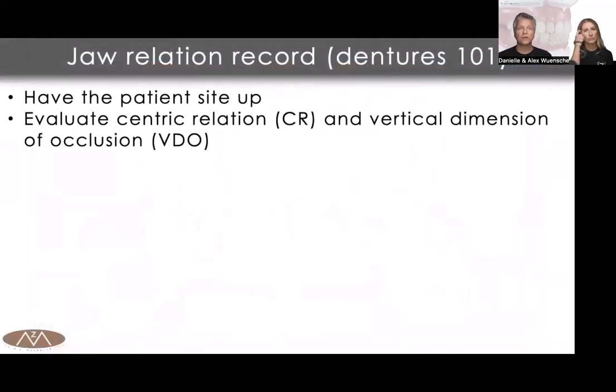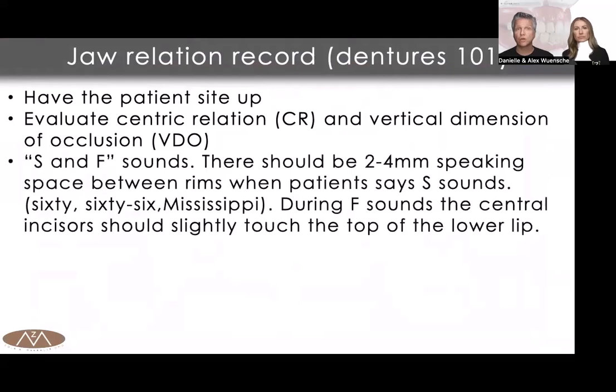Jaw relation record: have the patient sit up, very important, straight up, right? Evaluate centric relation and vertical dimension of occlusion, and then basically talk to the patient. He has to give the S, the F sound. There should be 2 to 4 millimeters of speaking space within the rims. All these things, you know that most likely, or you saw it in a previous module, right?